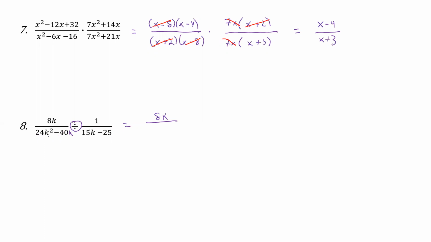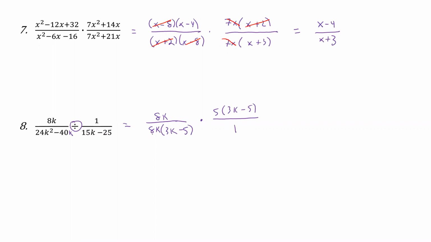All right, so I have to pull out 8k again. And so that leaves me with a 3k, and then that's going to be minus 5. Okay. And now I have to change it to multiply, and I'm going to multiply by the reciprocal. So this goes to the top. So what do I have here? Well, I have a 5 I can pull out, and it's left 3k minus 5, and then over 1.